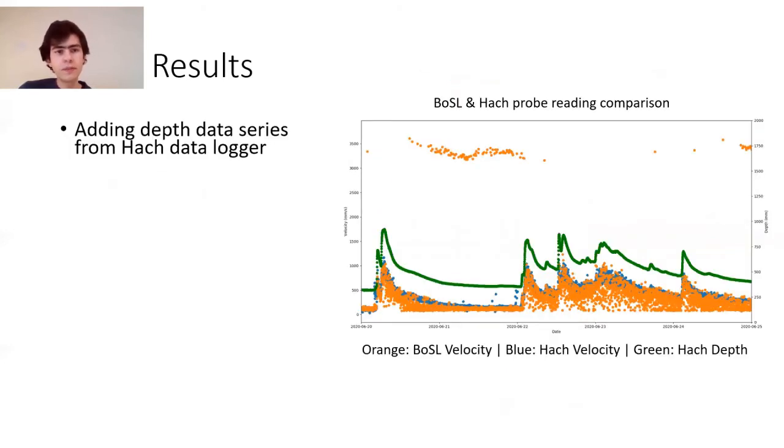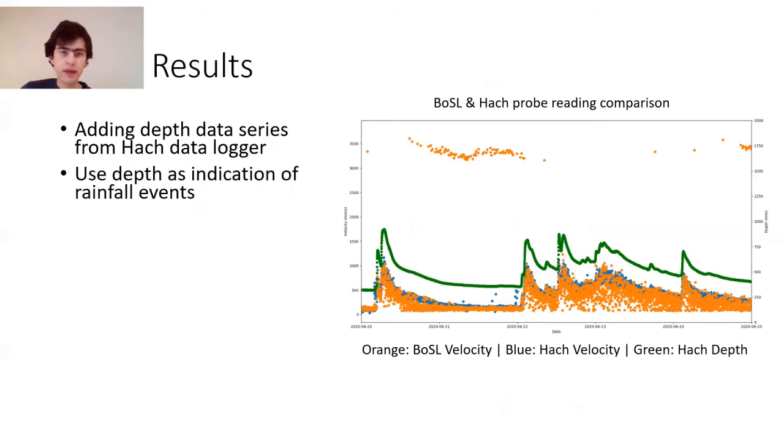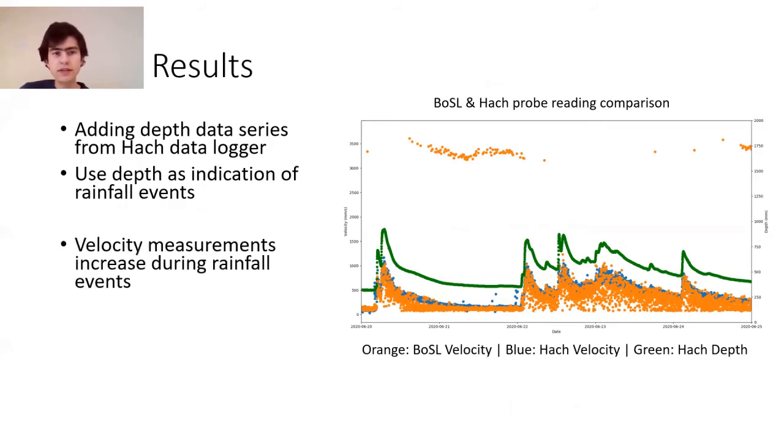So the Hacke also logs the depth, and we can use this for two things. First of all, we can get an indication of rainfall events, and we expect that when the water level increases, that indicates a rainfall event. We do see in our data that the velocity increases when the level increases, which is what we expect. We expect there to be more flow when there's rain, and that is what we're measuring.